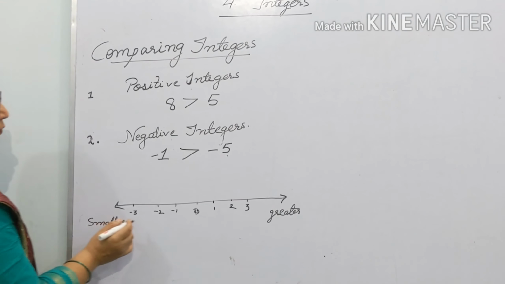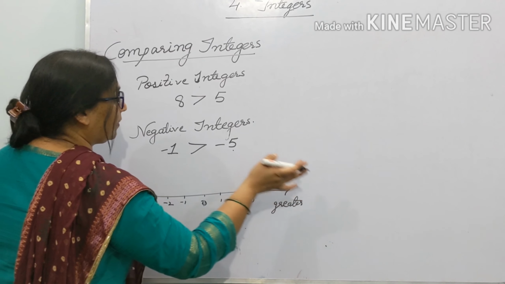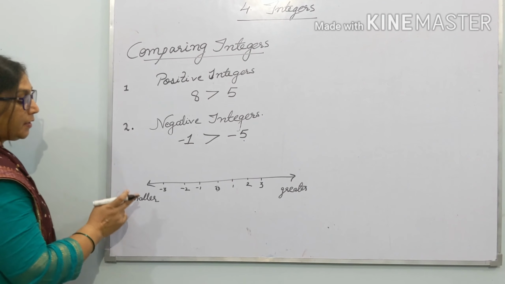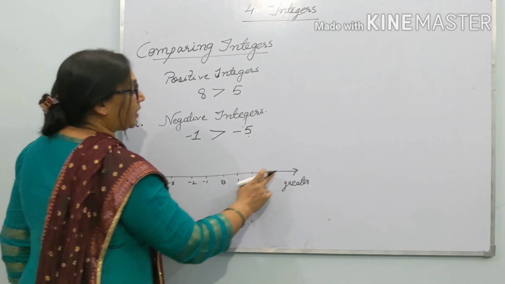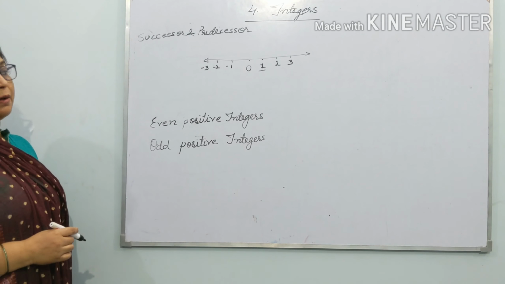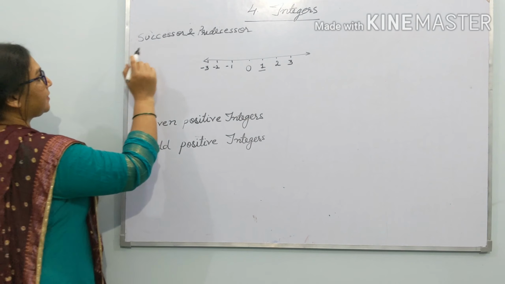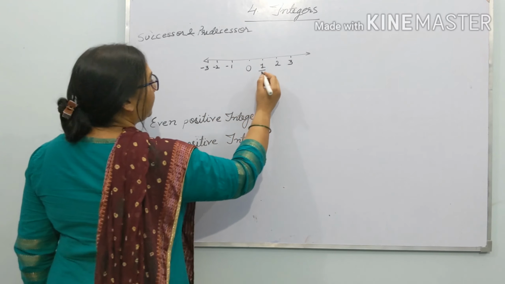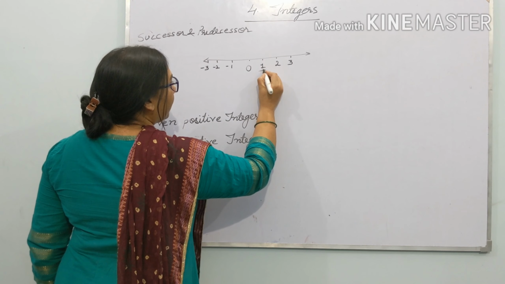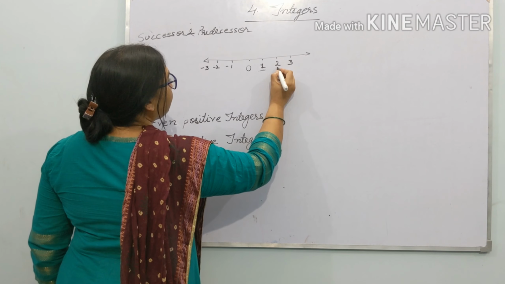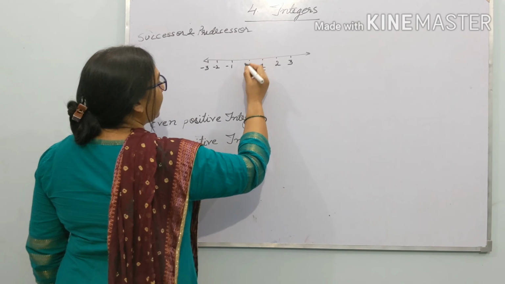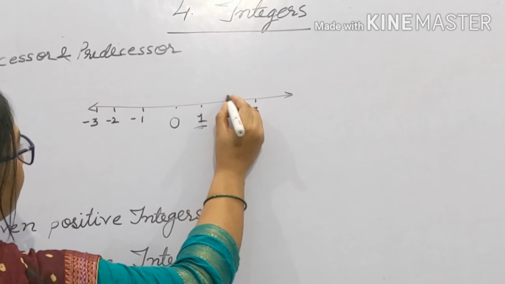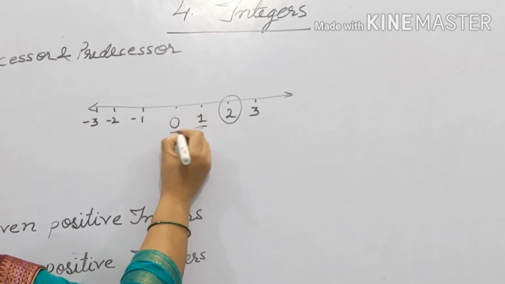Third, as you move towards the right, you will reach greater numbers, and as you move to the left, you will reach smaller numbers. And there is no smallest integer and no greatest integer. With the help of the number line, let us try to understand the successor and predecessor of given integers. The number to the right is the successor and the number to the left of the given number is always the predecessor. So the successor of 1 is 2 and the predecessor is 0.